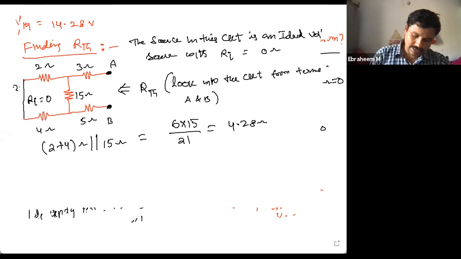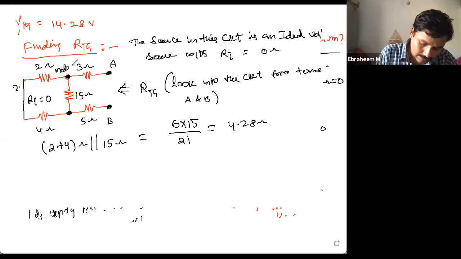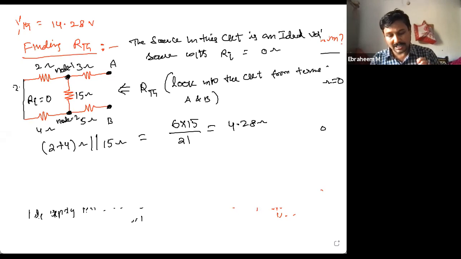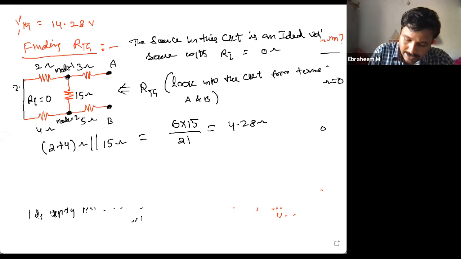2 and 4 are in series, and combinedly they are in parallel with 15 ohms, right? Because this is a node and one node and another node. Between these two nodes, node 1, node 2, 15 ohms is there. And similarly, the series combination of 2 ohms and 4 ohms is also connected between these two, right? If you replace 2 and 4 with a single 6 ohms resistor, you can easily identify, right? So anyhow, I am drawing it here.